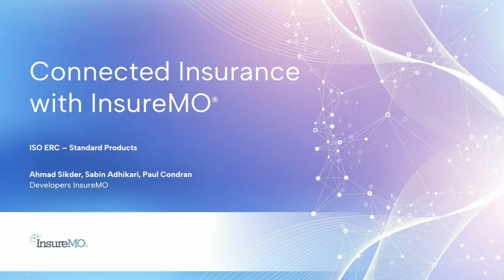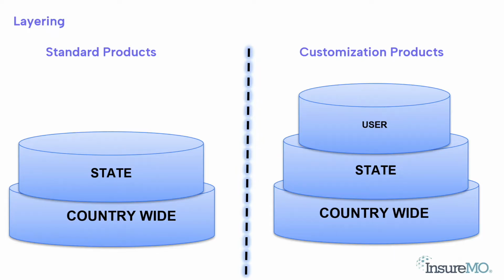Let's get started. Today we are going to see how standard ISO products are represented in InsureMO. First, you will see that all products are layered. You will soon see that every product has a countrywide layer. This is the base layer of the product.